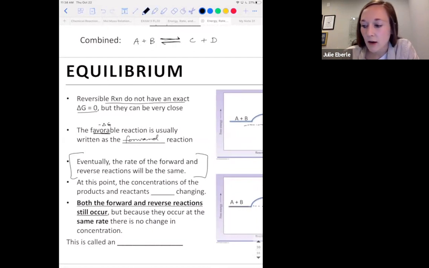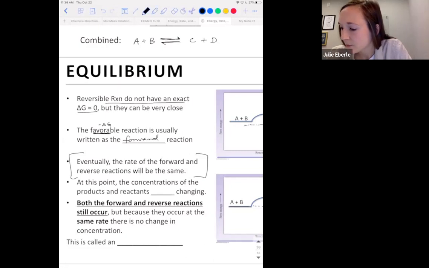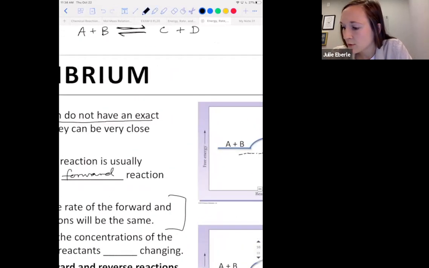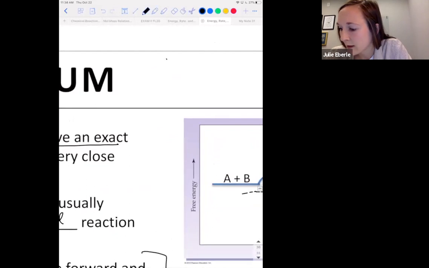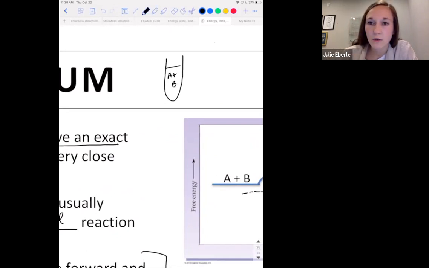Eventually. So I want to think about something with you. If I have a test tube, I'm going to zoom in up here, I'll zoom out in a second. If you're writing, I'll be right back. Here's a test tube. And let's say in my test tube, initially, I have all A and B.